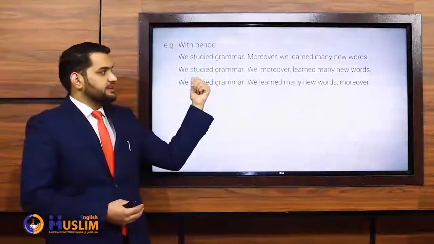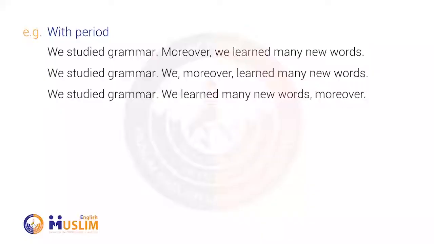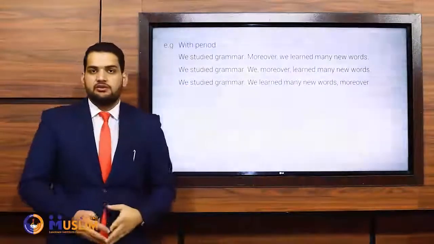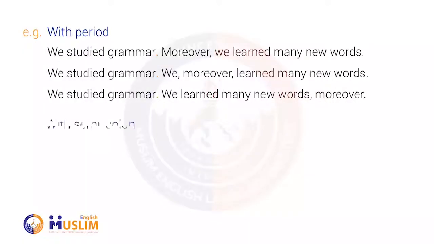Now, the second way of saying the same sentence is like, we studied grammar, we, moreover, learned many new words. Or, we studied grammar, we learned many new words, moreover. The third one is not a very common usage of transitions. Let's have some examples with semicolon.